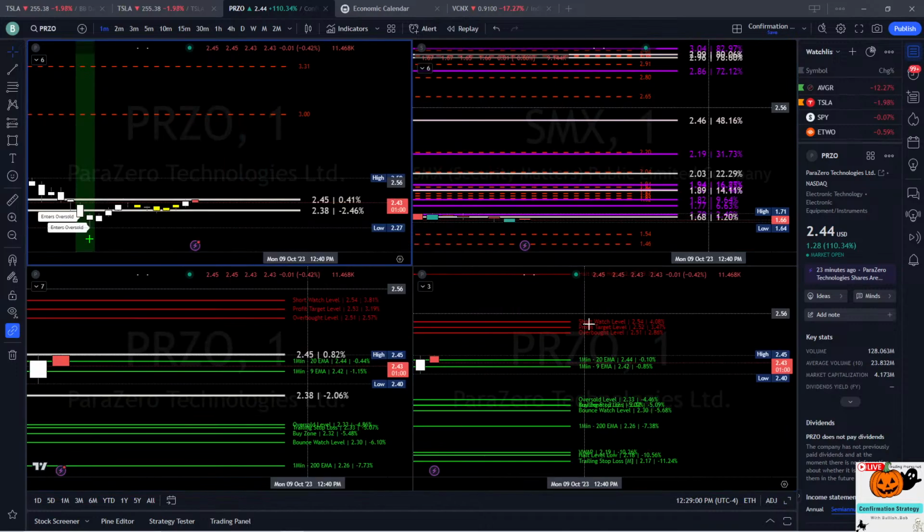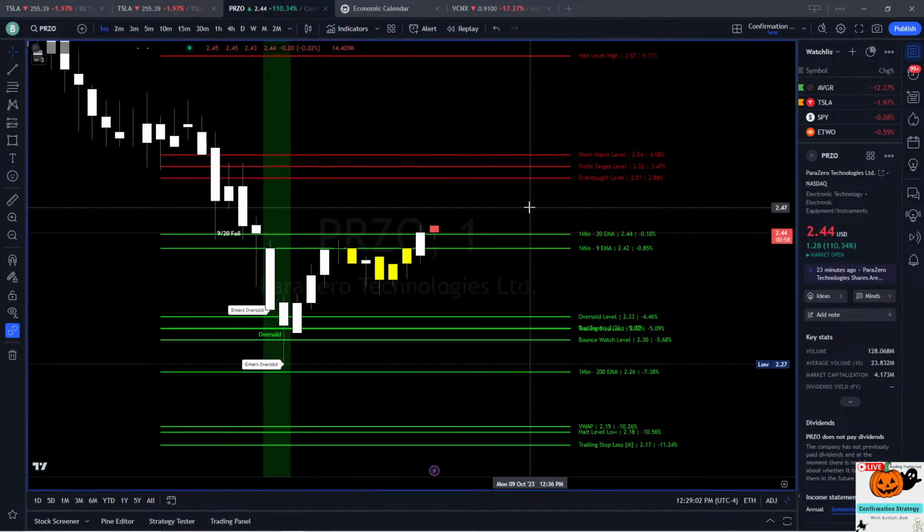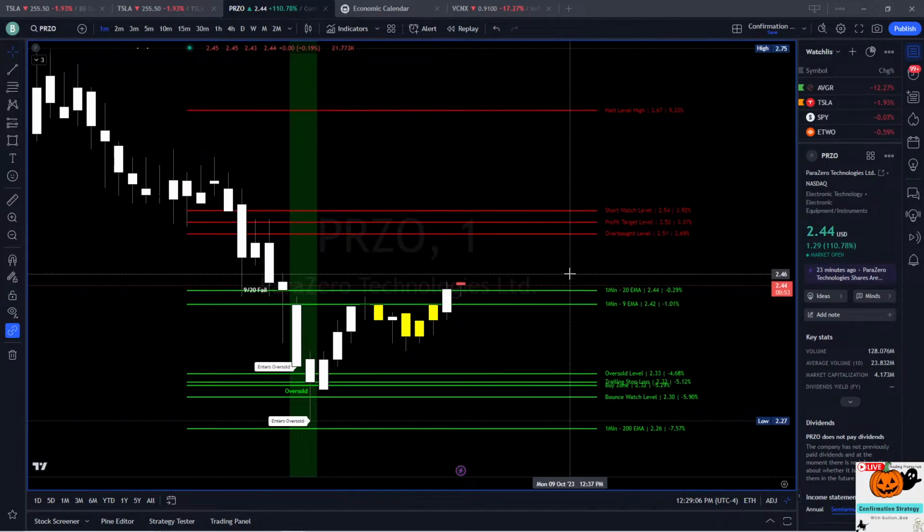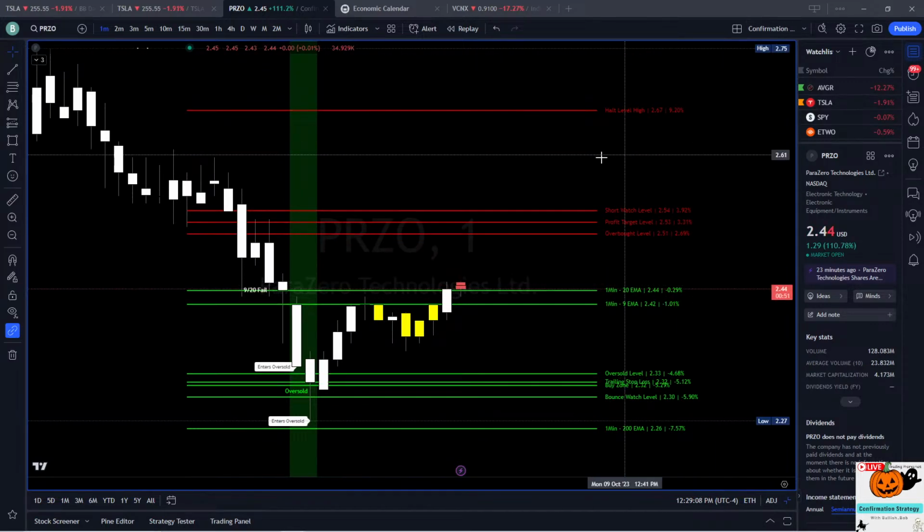But of course, if we have our short watch area here around 254, and this will adjust with the price. So kind of a different approach, but you guys get the idea.